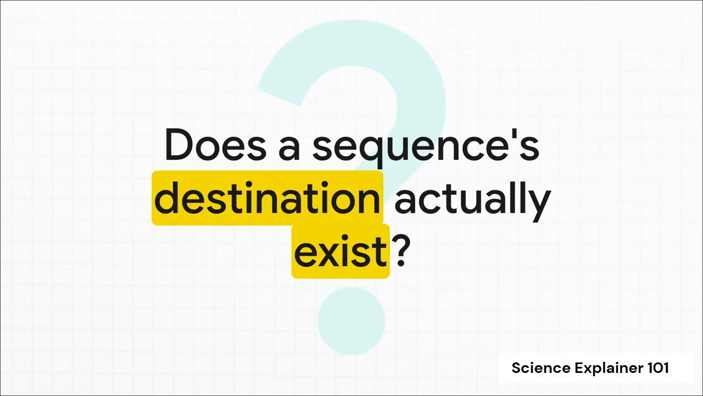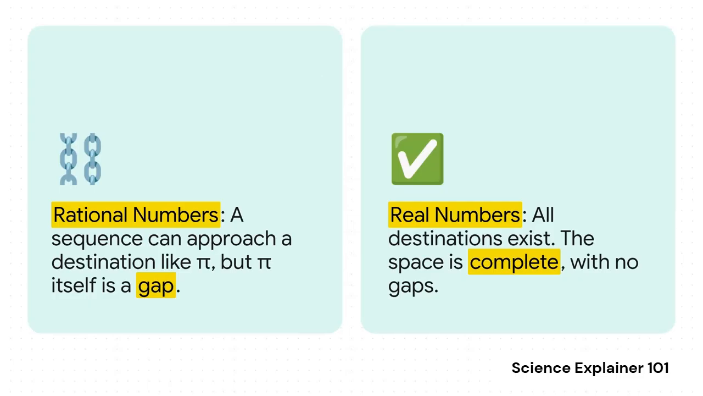To get what that means, think about it like this. Imagine you've got a line of numbers, and they're all marching along, getting closer and closer to some final destination. The big question is, does that destination point actually exist inside your space? For example, let's look at the rational numbers, all the fractions. You can cook up a sequence of fractions that gets infinitely close to the square root of 2. But the destination itself, the square root of 2, isn't a fraction. It's a gap in the number line.